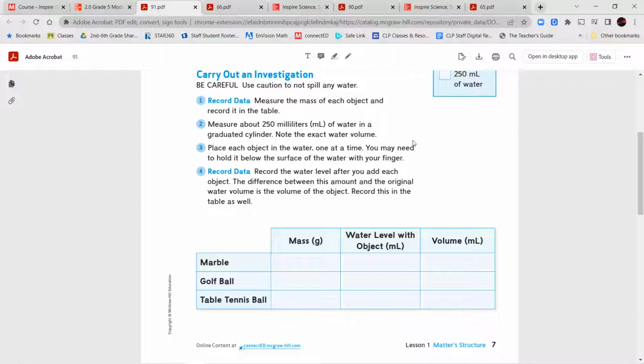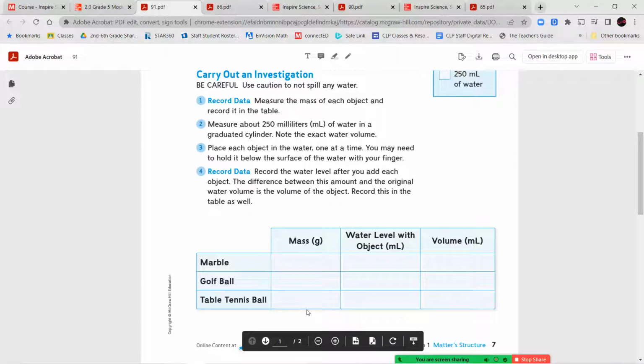Then you're going to record the water level after you add each of the objects. Now, the difference between the amount and the original water volume is the volume of that particular object. So we're going to record that in the table as well. So we're going to put down the mass of the object based on what it reads on the pan balance. We're going to look at the water level with the object in it. And then we're going to determine the volume in milliliters of that object.